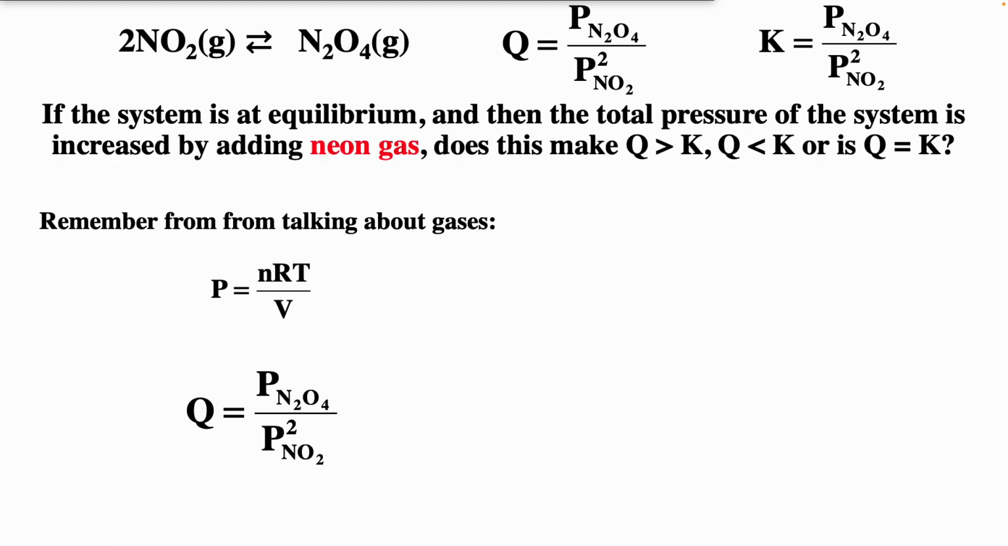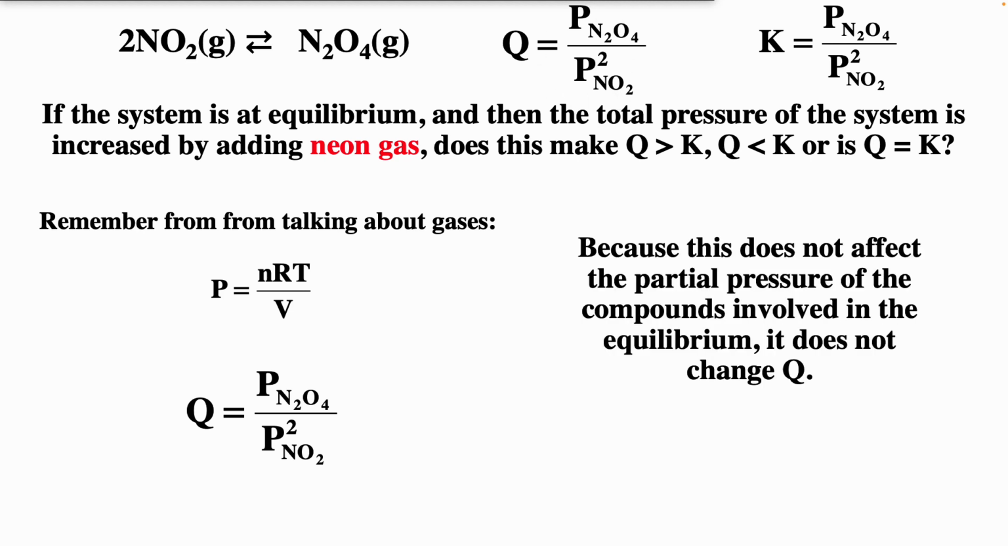If the system's at equilibrium and then the total pressure of the system is increased by adding neon gas, does that make Q greater than K, less than K, or equal to K? Now in the previous question, we had changed the pressure by changing the volume. Here we're adding neon gas. Notice that neon gas is not in our expression for Q, and so that will not change Q. Adding inert gas, neon gas is a normal gas, will not change Q.